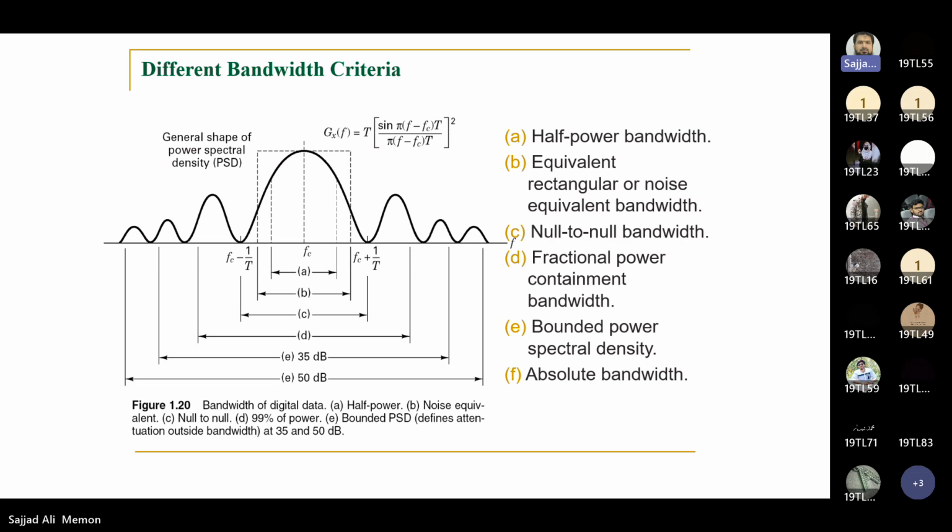So there are different definitions or bandwidth criteria to calculate the bandwidth of a digital signal. We have half power bandwidth, equivalent rectangular or noise equivalent bandwidth, null to null bandwidth, fractional power containment bandwidth, bounded spectral power spectral density, and absolute bandwidth. From the figure you can see most of the power or the information may lie in the main lobe of this signal.